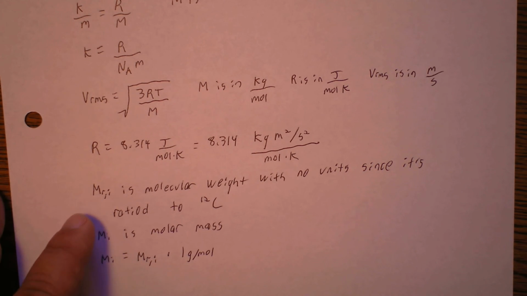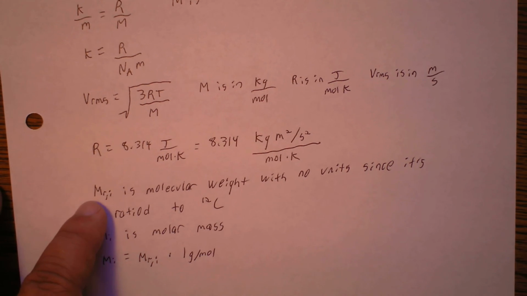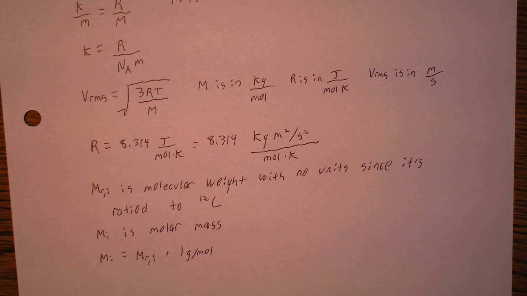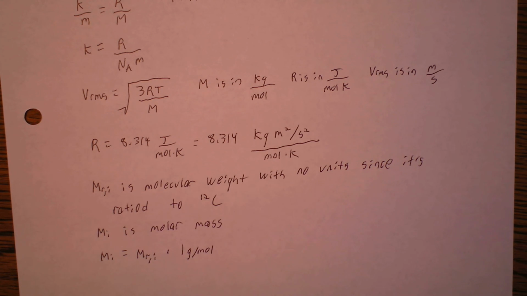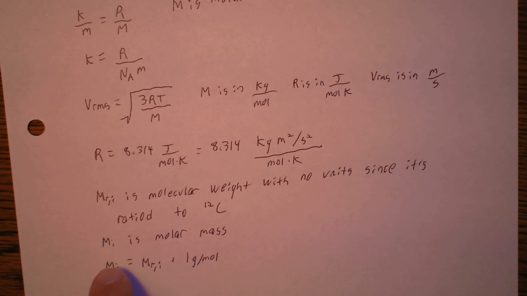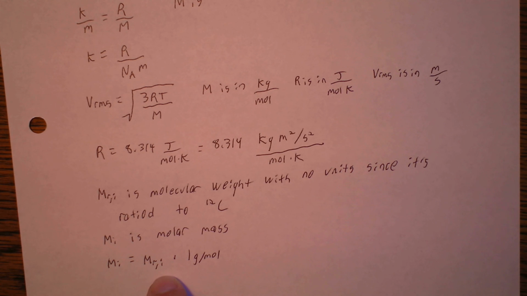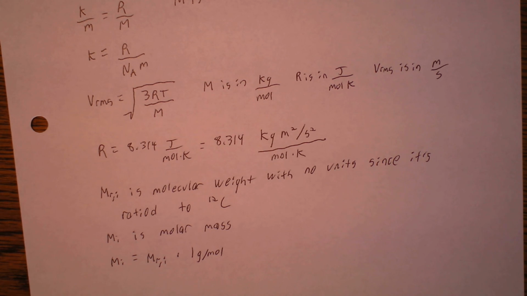Okay, so molar mass has units. Molecular weight has no units because it's a ratio to the carbon-12 isotope. So using M as molar mass, molar mass is just the molecular weight times 1 gram per mole.